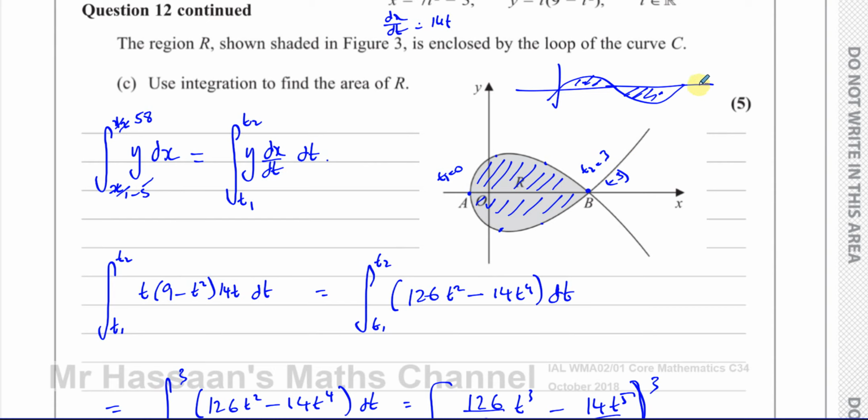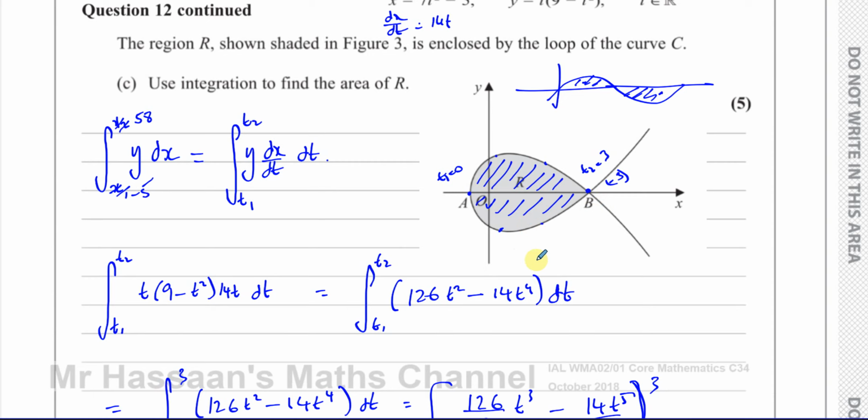When we're integrating with respect to x, okay, here we're integrating with respect to t, so it's not quite the same. You can think of this as a t-axis in a way. So we find the area under the curve between these two points, between t equals -3 and 3. Okay, so that's how we can understand that.